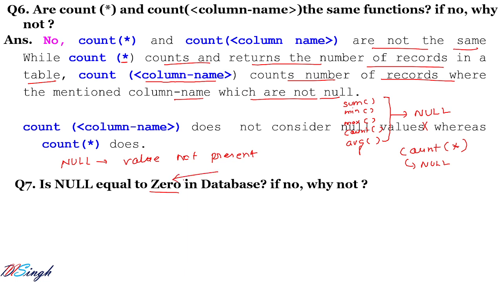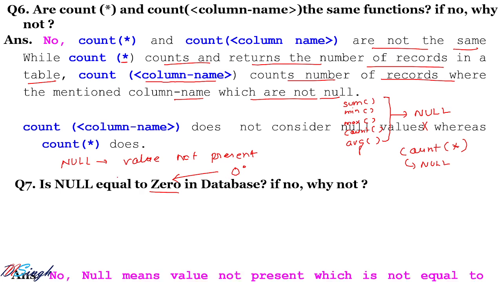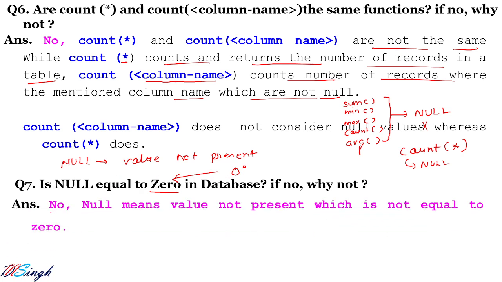If it is a temperature, 0 degree Celsius, it is a very cold day. So 0 in itself is a value, but what does null say? Null says value not present. So the answer is no. Null means value not present, which is not equal to 0. I hope you are getting it. Let us move to the next question.